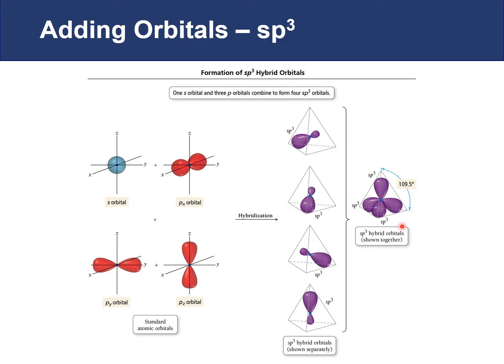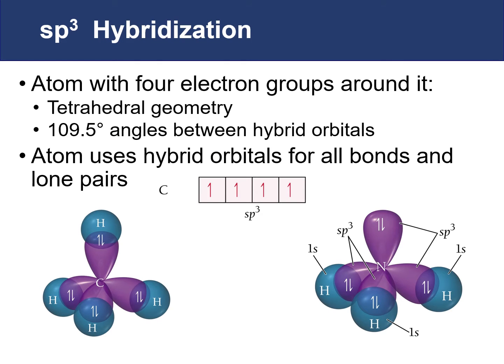This shape is a tetrahedral arrangement in which our four hybridized orbitals are pointed to the four corners of a tetrahedron. This is what we get when we have an atom with four electron groups around it. The four orbitals are hybridized together to give you those four electron groups, and you result in a tetrahedral geometry. The angles in that tetrahedral arrangement are 109.5 degrees between each one of your hybrid orbitals. The atoms use these hybrid orbitals for all bonding and lone pairs.